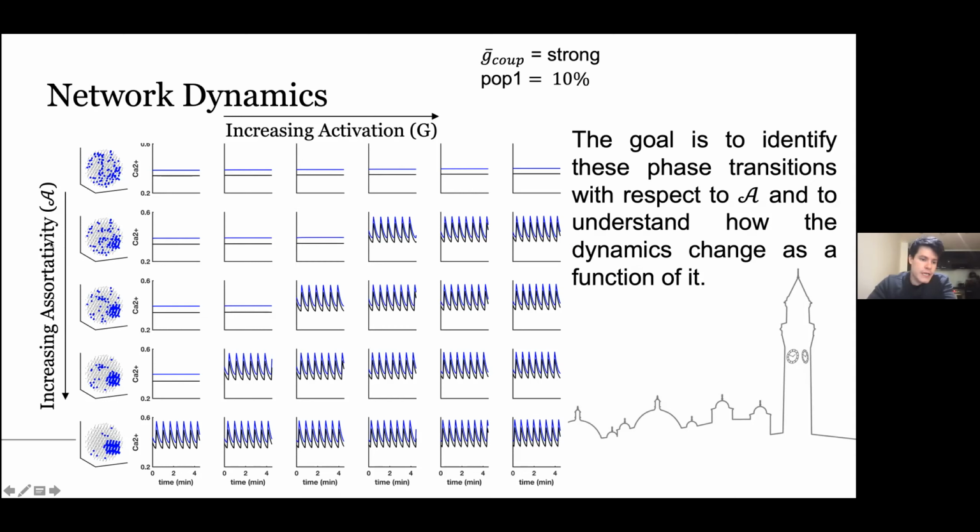But what's interesting is that as you increase assortativity, without increasing the network activation, you can also see a phase transition. For example, for low G, it takes a high degree of spatial assortativity, whereas for higher values of G, it takes a lower change in assortativity to get the phase transition.